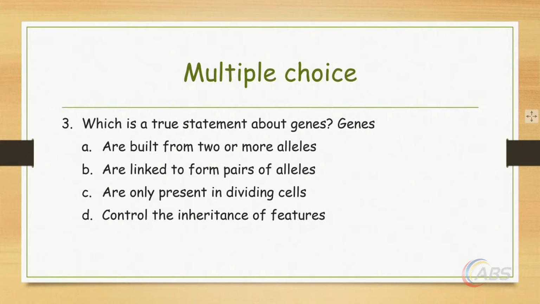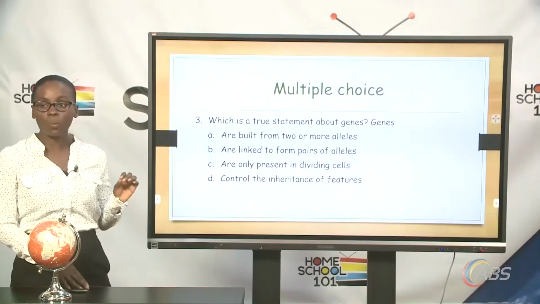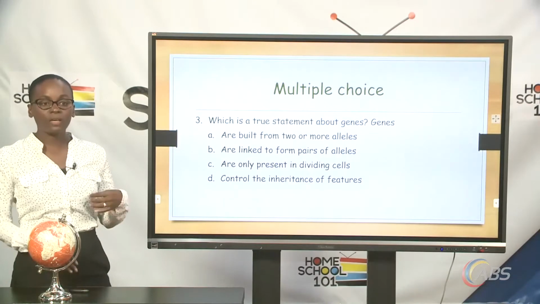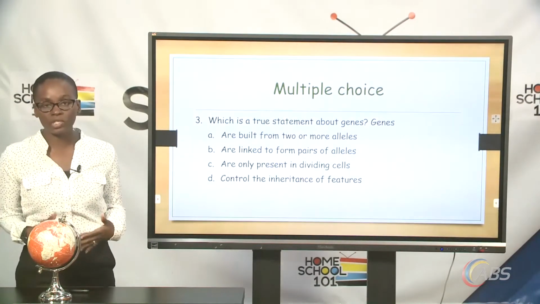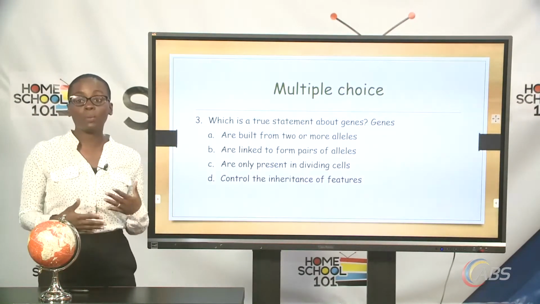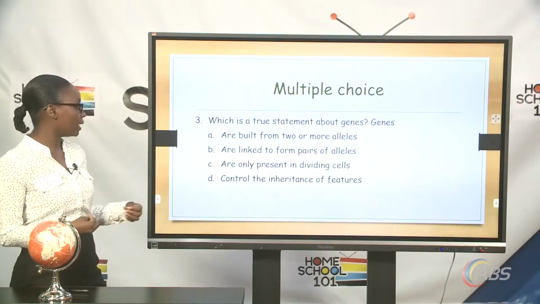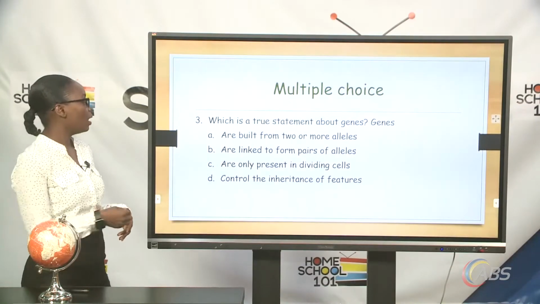All right, so which is a true statement about genes? D, they control the inheritance of features. And I want to stop on this question a little bit because it could say which is the correct statement. So we have to bear in mind some of the key words that are going to be used in the questions themselves. If you're not truly understanding what the question is saying, maybe you need to read it more than once so you can grasp what it's actually saying and you can identify the correct answer.